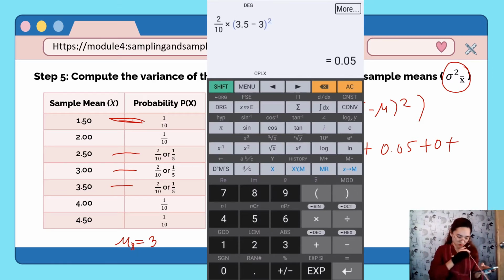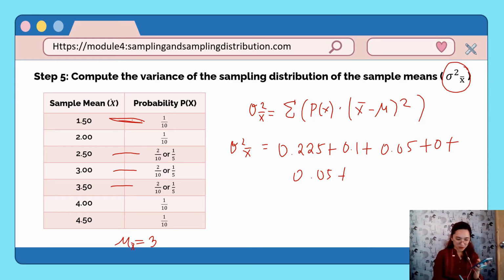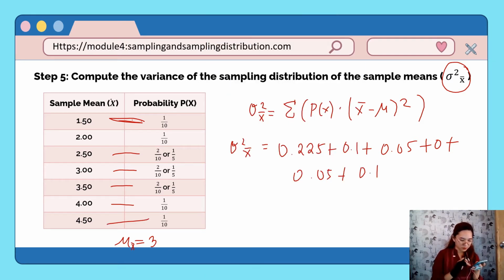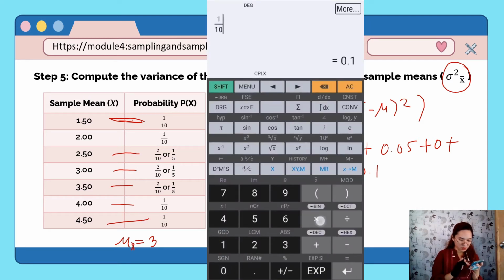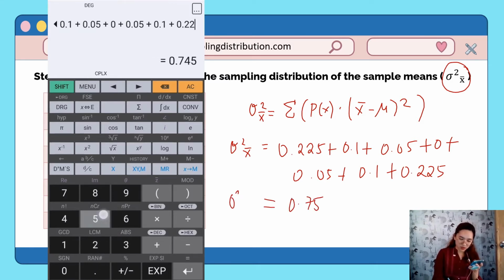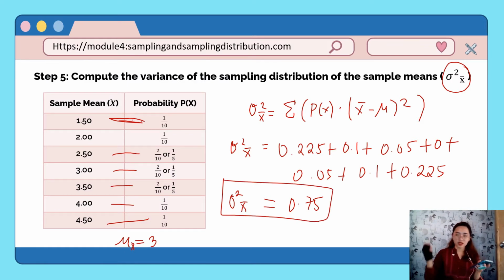Then, ito naman next. 1 over 10 times 4 minus 3 squared. We have 0.1. Then, 1 over 10 times 4.5 minus 3 then squared. Ayan. 0.225. Ayan. So, i-add lang natin siya. 0.225 plus 0.1 plus 0.05 plus 0 plus 0.05 plus 0.1 plus 0.225. Ayan. So, the answer is 0.75. So, ito yung ating sample variance. Ayan. Take note na lang.